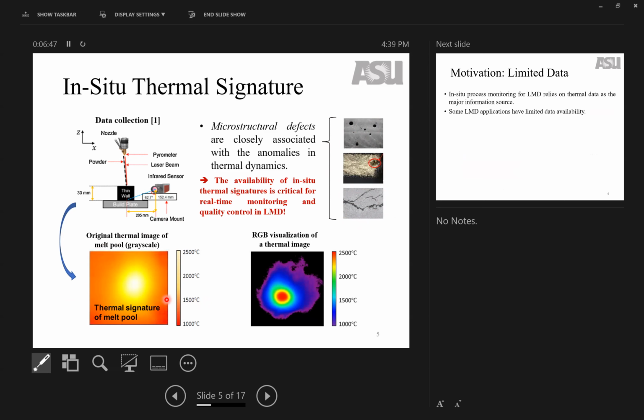The implication here is that we have the thermal images of the melt pool, right? So this is the image. Sometimes we also refer to this as the thermal signature of LMD. The availability of these thermal signatures is very critical for real-time monitoring of the LMD process and controlling the product quality.